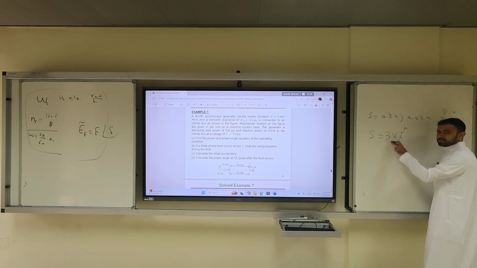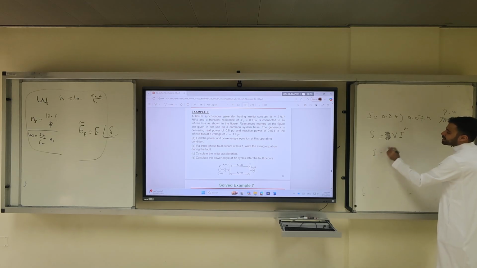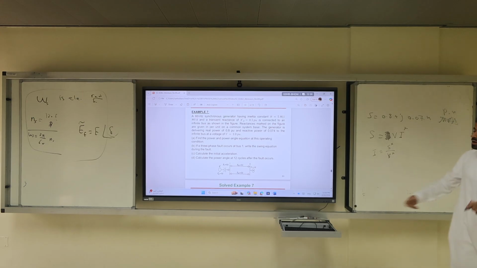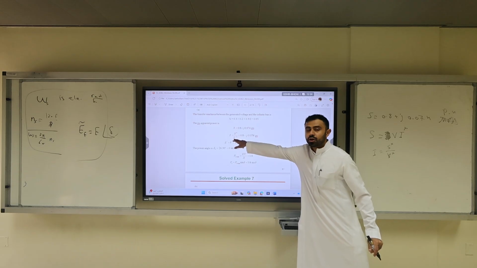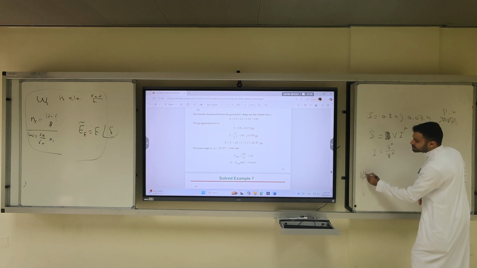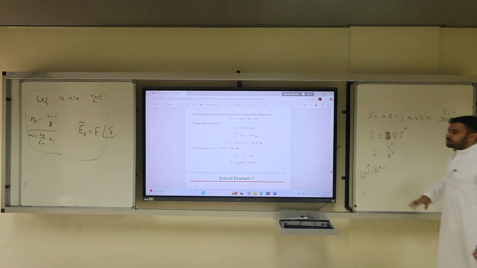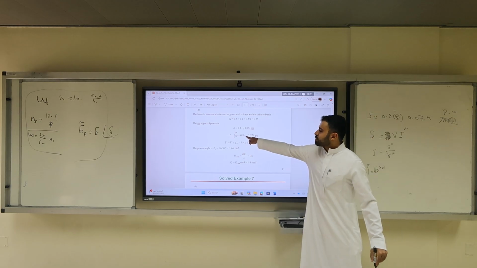Is that right or wrong? Remove the 3. Wrong. The 3 is nothing in per unit. So what is I? I is S conjugate over V conjugate. If you note here in the example, what is V conjugate? V is 1 angle 0, and its conjugate is 1 angle minus 0, which is 1. What is S conjugate? You replace this with a minus sign. So that's why we have a negative sign.